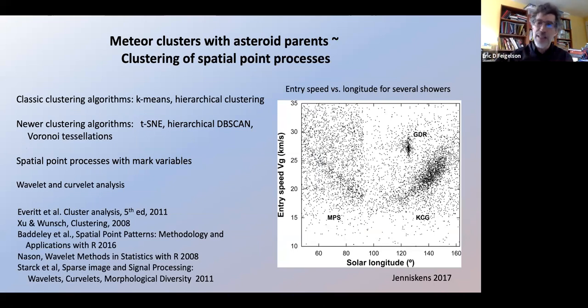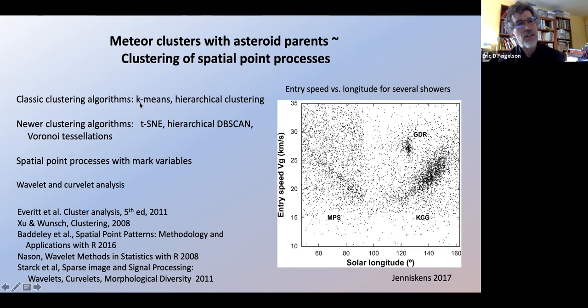Here's a situation that's similar, but I'll just assume that it's in a Euclidean space. So it's 2-dimensional in this case. We have entry speed versus longitude for several showers. And your field seems to have a lot of data sets that have lots and lots of points in a low dimensional space with all sorts of interesting structure. And you're quite interested in the clusters, okay, that these come from specific, I guess, asteroids.